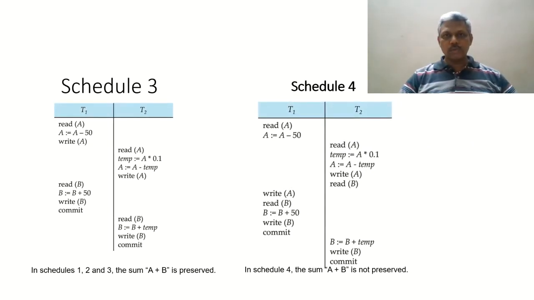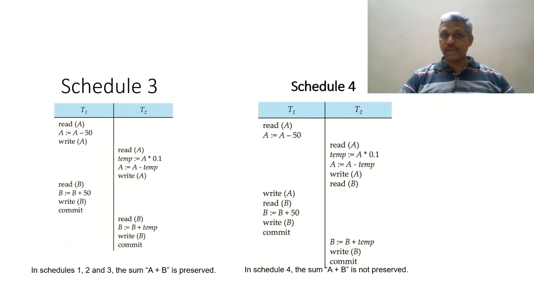Now we talk about two more schedules, schedule 3 and schedule 4. In schedule 3, database object A is read, rupees 50 is subtracted from it, and A is written. After that, the second transaction enters and subtracts 10% of the amount from A. The important point is which value of A the read A operation of transaction 2 reads. Transaction 1 has already written the value of A, so T2 will read the value written by T1, the already subtracted value. Then it performs its actions and write A is performed.